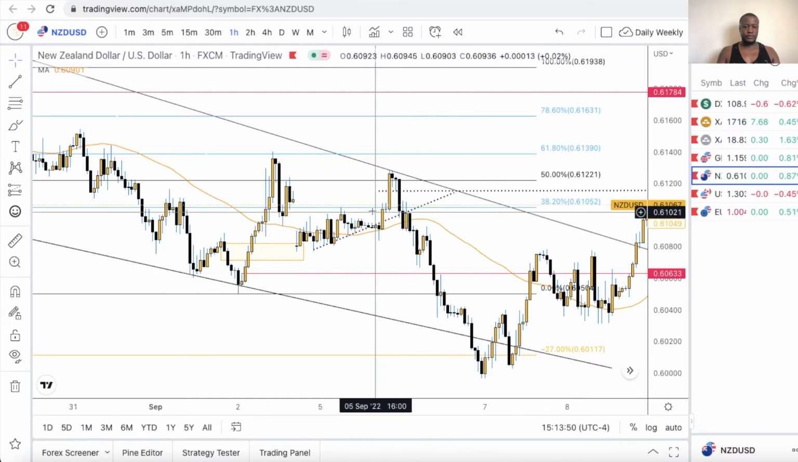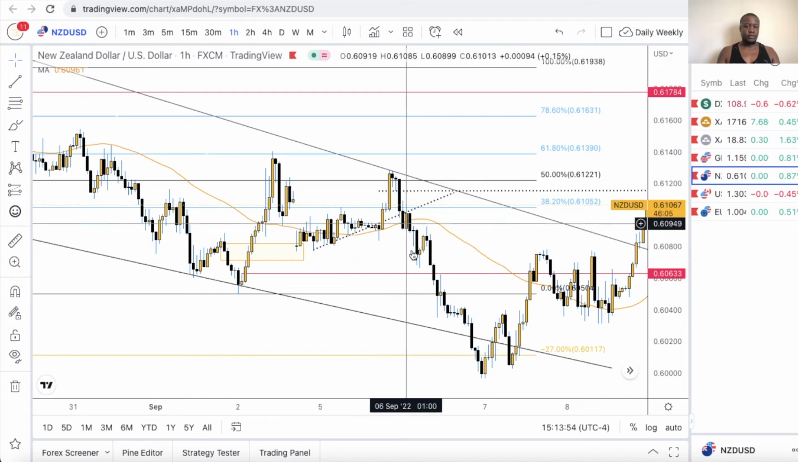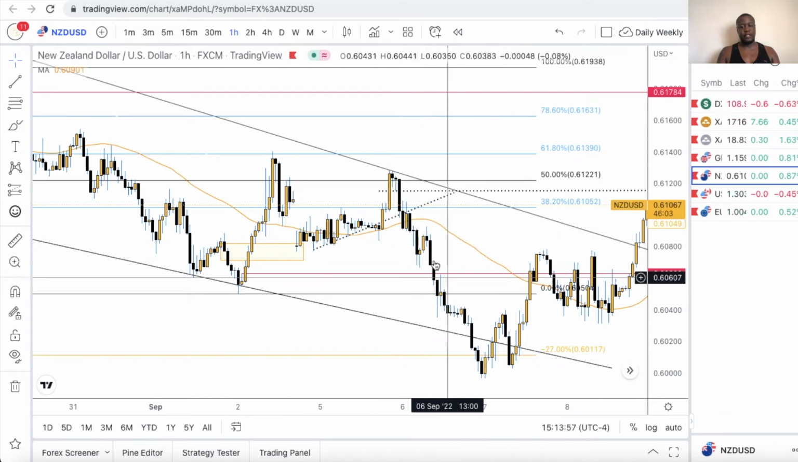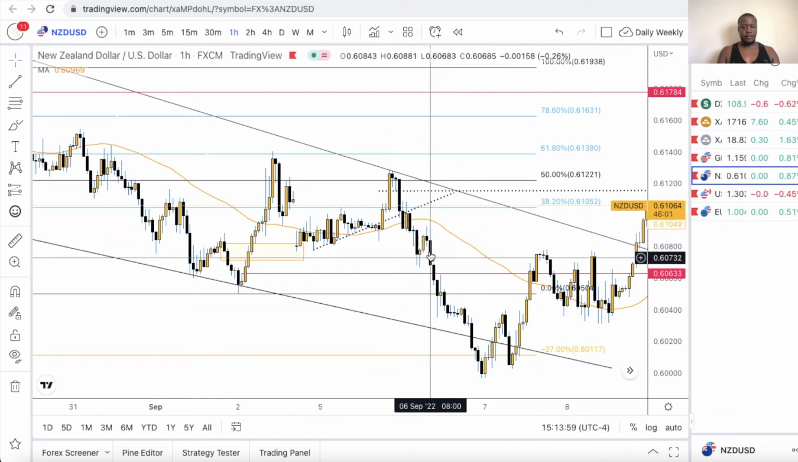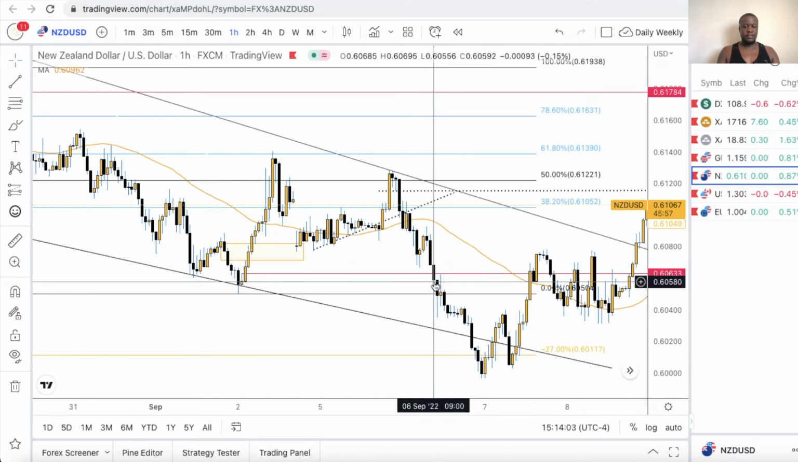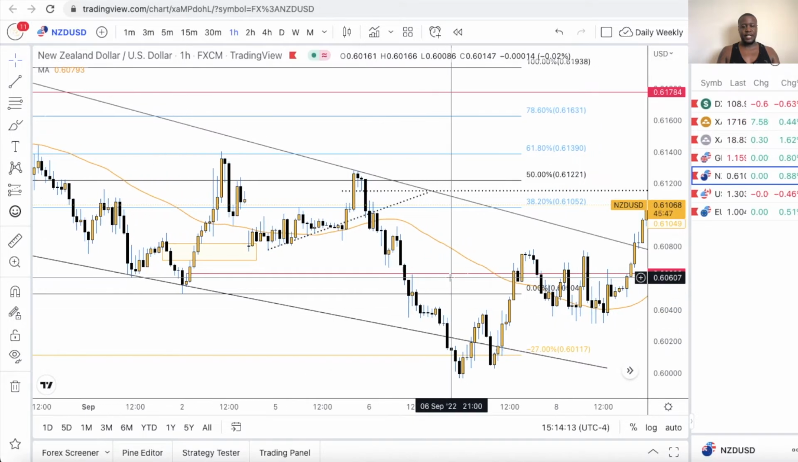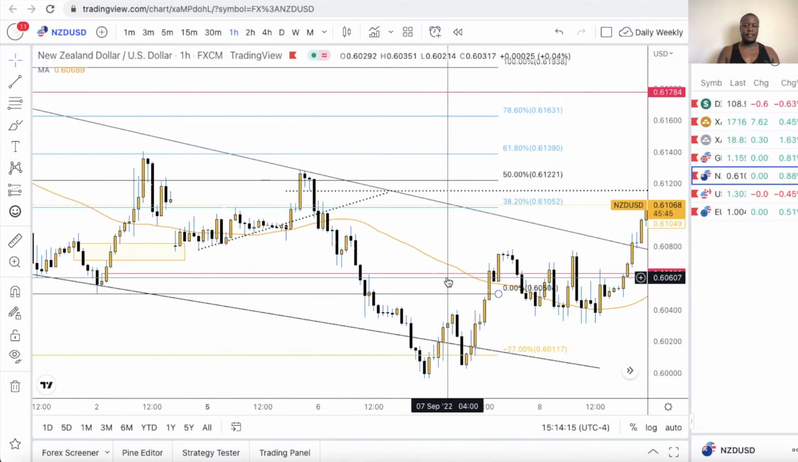So pretty much price broke down as I predicted and came down. Once we got about right here, there was a 9:45 news release that came out, and then I noticed that price did not really move after that news release.